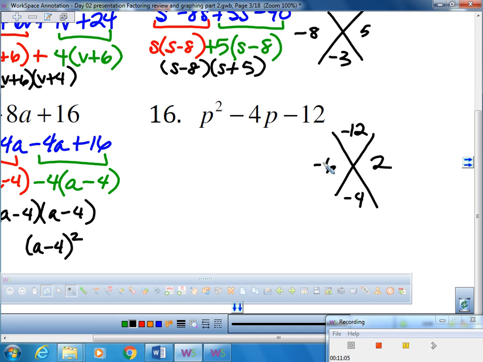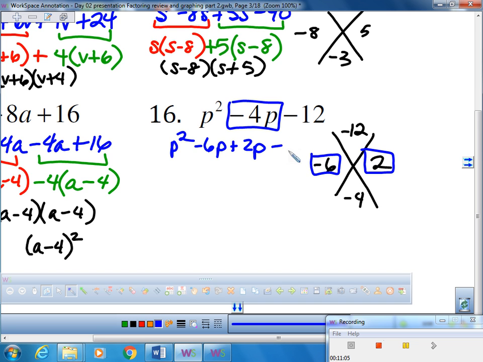So I'm going to go ahead and rewrite this. It's p squared. So instead of writing this, I write these two factors in place of it. So I have negative 6p plus 2p minus 12. So start my factoring. These two both have a p. So factor out a p, and I have p minus 6. And then over here, it's a positive 2, so I'm just going to say plus 2. Pull out a p, and that would be minus 6 as well.